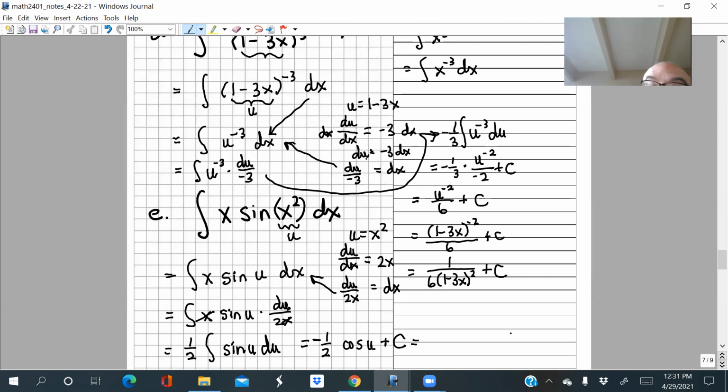And now all you have to do to fix this is undo your substitution. So you have minus 1/2 cosine of x squared now, because u was x squared, plus a constant. So finally, there's the answer, right? It was not a bad answer at all. There's the antiderivative. I think it's pretty easy to check this. If you differentiate minus 1/2 cosine of x squared, you will get positive x times sine of x squared.